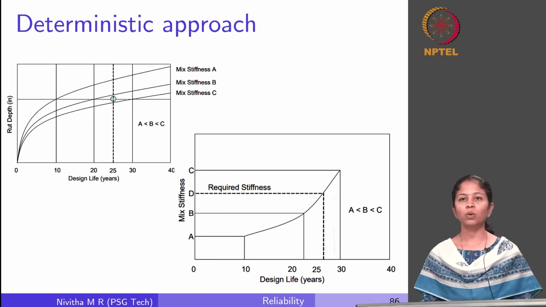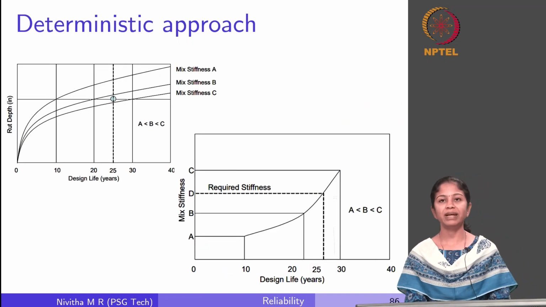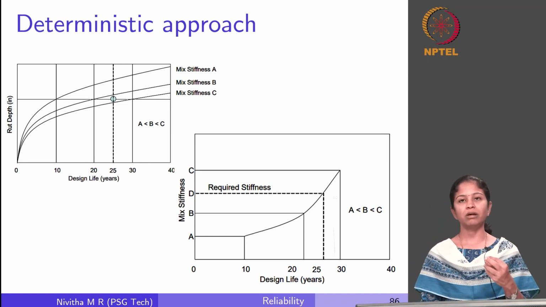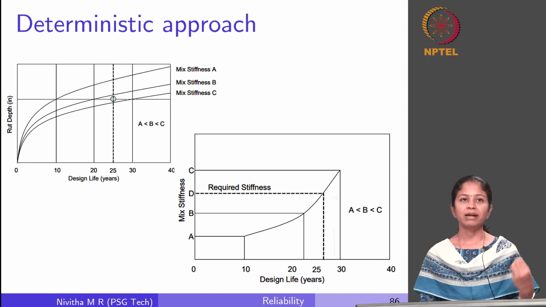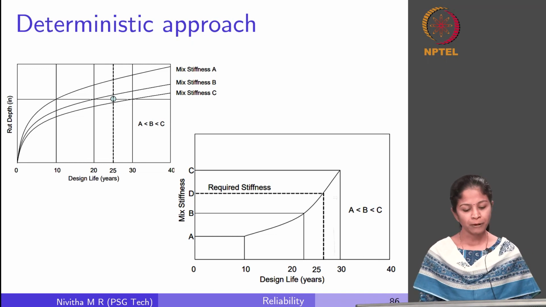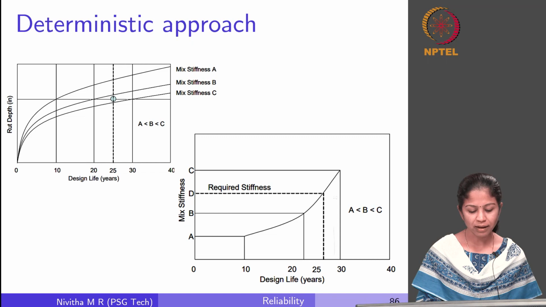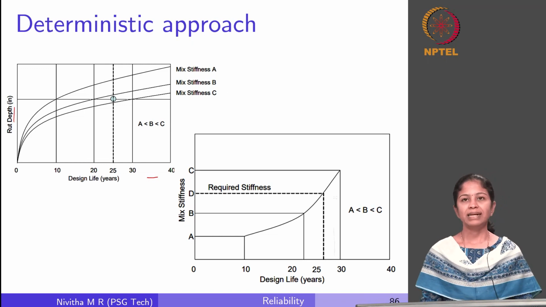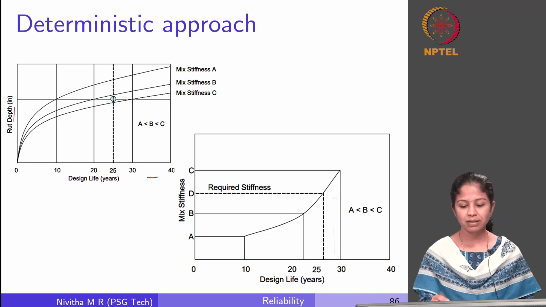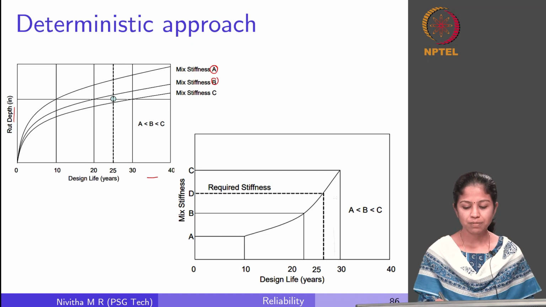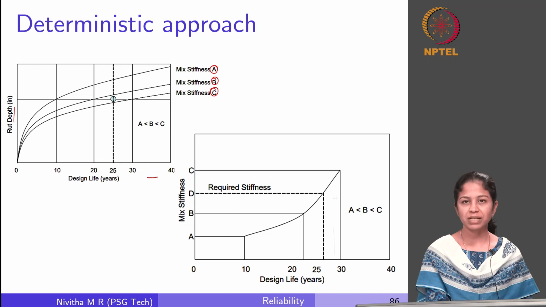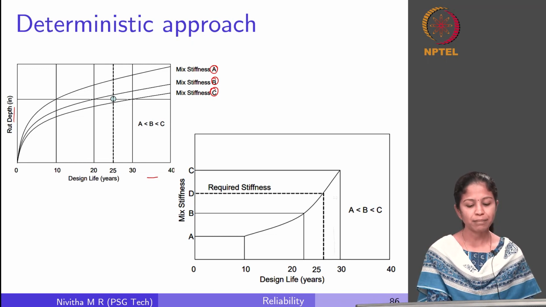Let us say we have different mixes and we are trying to choose a particular stiffness for the mix, so that the rut depth will be less than the required value. So this is a graph which shows the design life on the x axis and rut depth on the y axis. Let us say that we have three different mixes, mix A, mix B and mix C, right. So for each of these mixes the rut depth is going to vary in the manner as indicated.